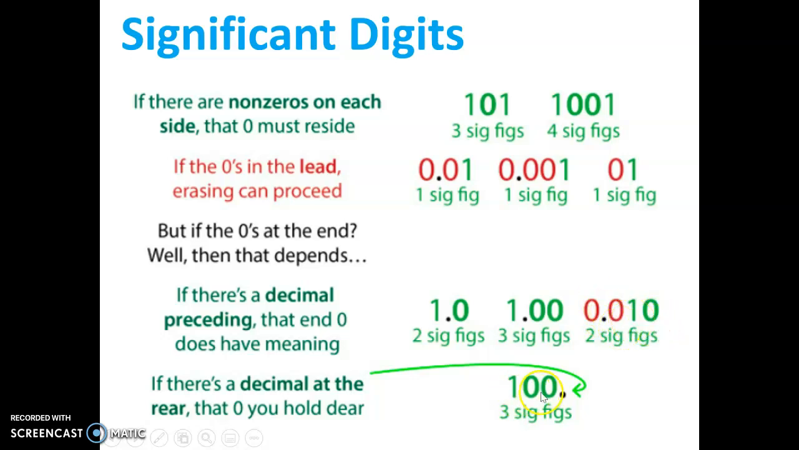And here, if we just wrote 100, it would be 1 significant figure, but once we place the decimal, we're saying we have it measured to that exact degree of accuracy. Therefore, 3 significant figures.